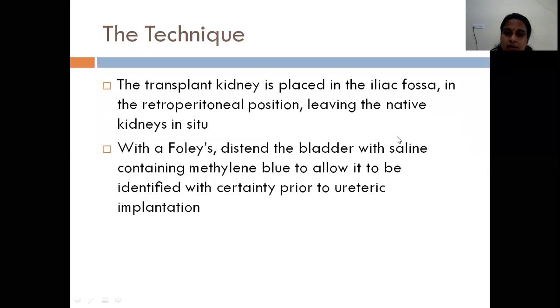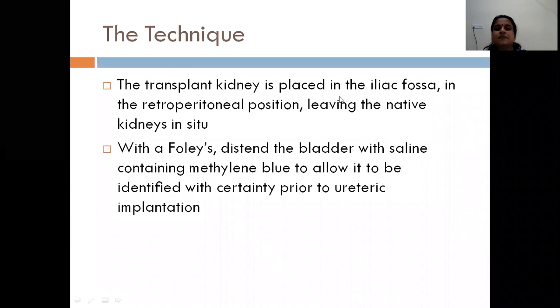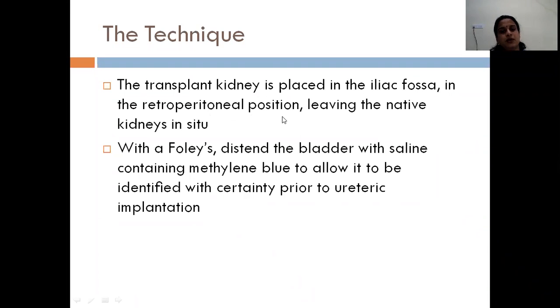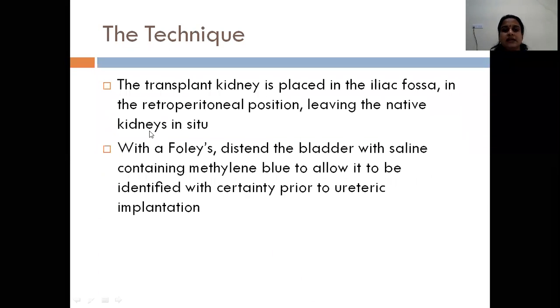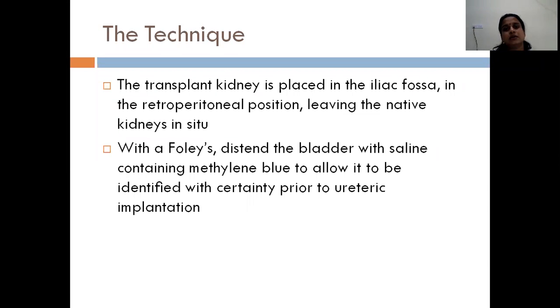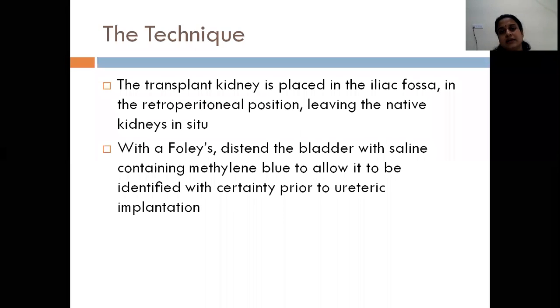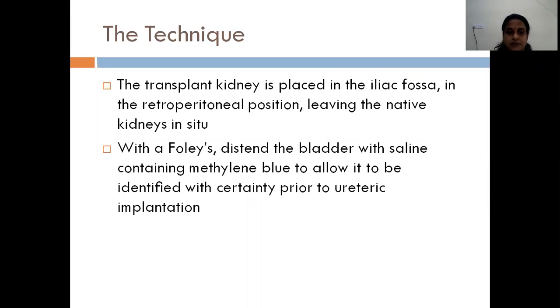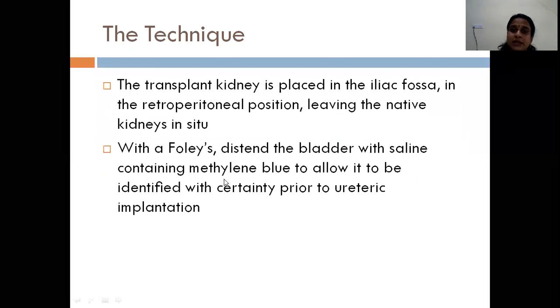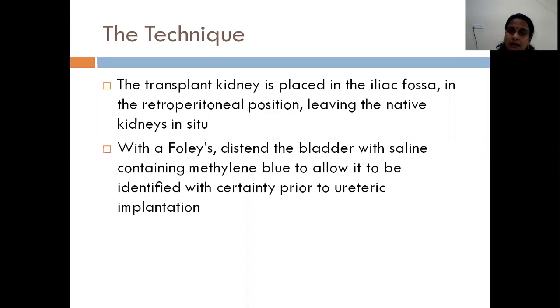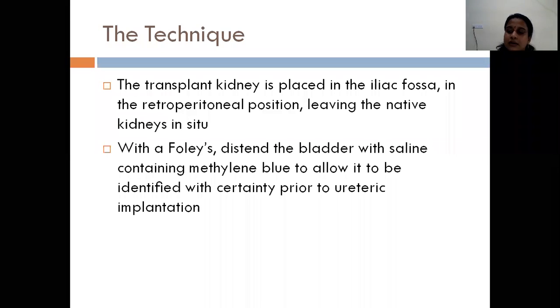And how is it done? The transplant kidney is placed in the iliac fossa in the retroperitoneal position, leaving the native kidneys in situ. With the Foley catheter, initially you have to distend the bladder with saline with methylene blue to properly identify the bladder. This is just to doubly ensure that the bladder is well identified, and further the ureteric implantation is done.